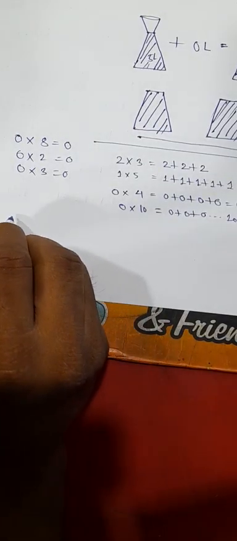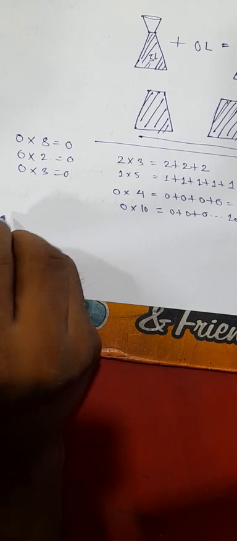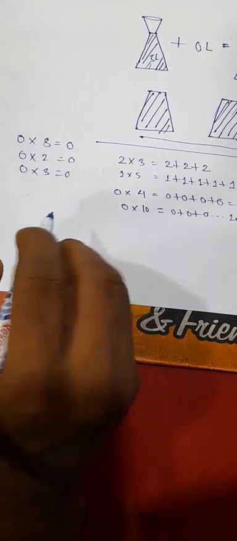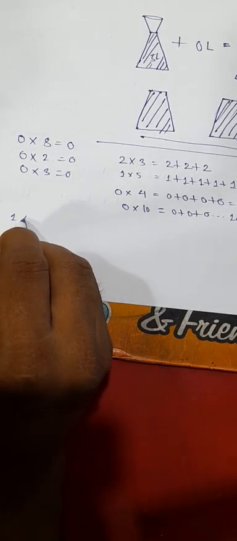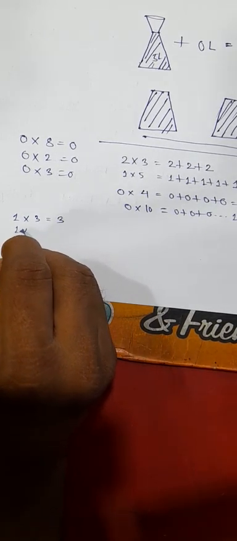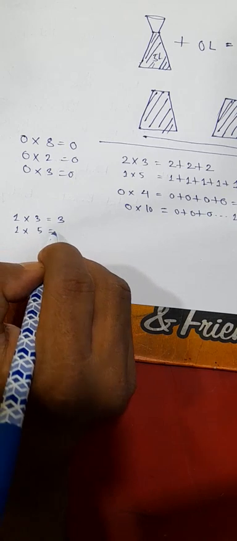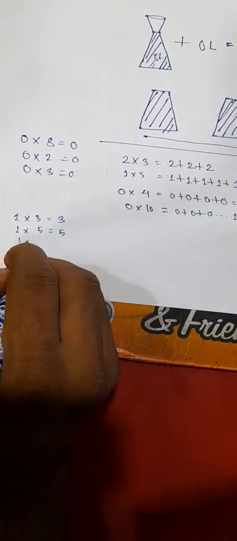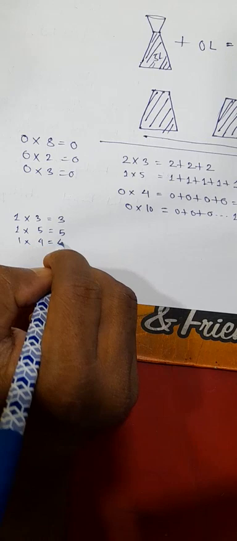Similarly, when we say 1 is the multiplicative identity element with respect to the operation of multiplication, 1 multiplied by any whole number equal to the whole number itself. 1 multiplied by 5 equal to the number itself. 1 multiplied by 4 equal to the number itself.